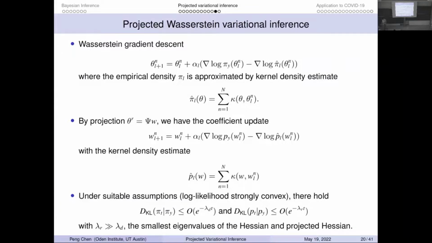And if we project into the low dimensions, this becomes lambda r. Lambda r is much bigger than lambda d, which essentially means the gradient flow in the subspace will converge much faster than in the full space. This is another illustration of the Stein variational inference behavior.